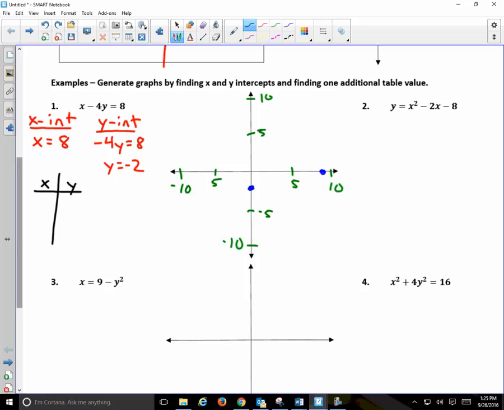Now, I already know 2 coordinates on this table. I know if x is 8, y is 0. I know if y is negative 2, x is 0. But I would like to find one more point. So you can plug something in for x, or you can plug something in for y. What would you like to do? Okay, what do you want to plug in for x? Okay, you can plug in 1 and subtract it, get 7. You're going to get a fraction. So since it's a free country, I'm going to choose 4. So 4 minus 4y is equal to 8, or negative 4y is equal to 4. And so y is equal to negative 1.